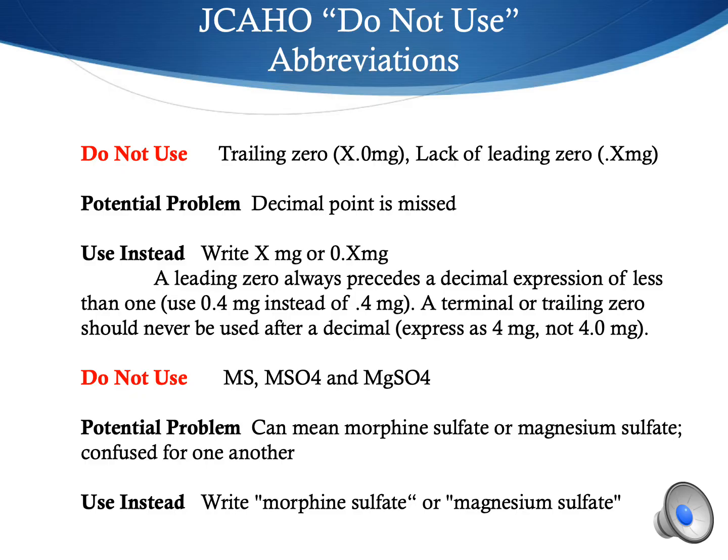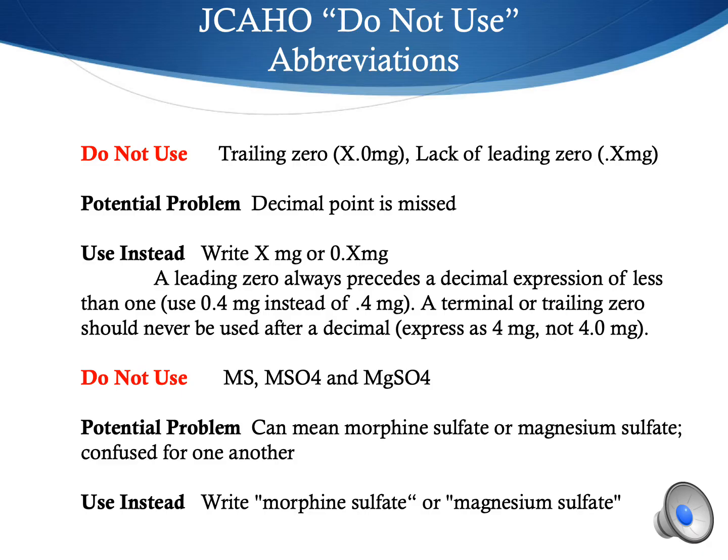Importantly, do not use trailing zeros or lack of a leading zero when you're writing out the milligrams. The decimal point can be missed. For example, if you have X milligrams or 0.X milligrams, the leading zero should always be in front of anything less than 1: 0.4 milligrams, not .4 milligrams. A trailing zero or ending zero should never be used after a decimal. If it's a single number, write 4 milligrams, not 4.0.